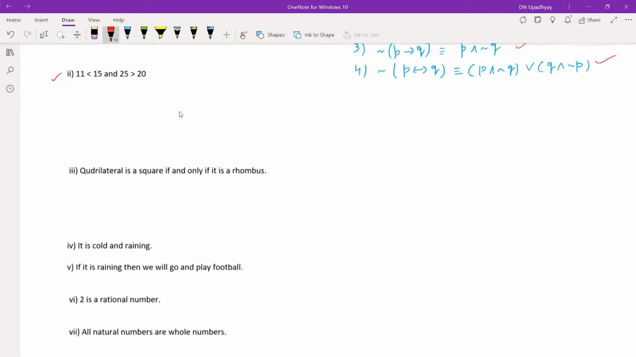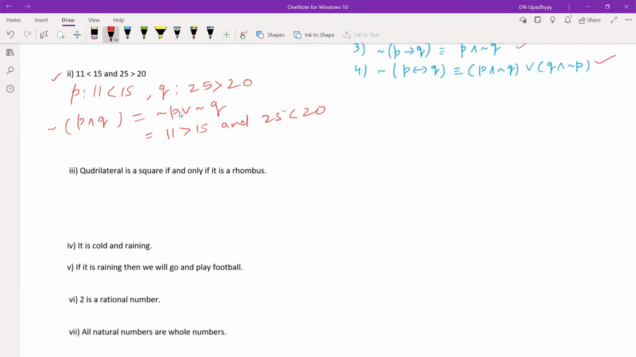11 less than 15. Suppose P such that 11 less than 15, Q such that 25 greater than 20. So what is the statement? P and Q. So negation of this statement will be negation P or negation Q. So the statement will be 11 greater than 15 and 25 less than 20. So this will be the negation.